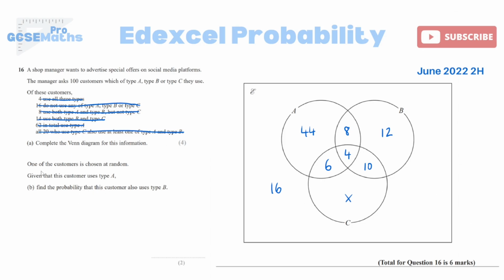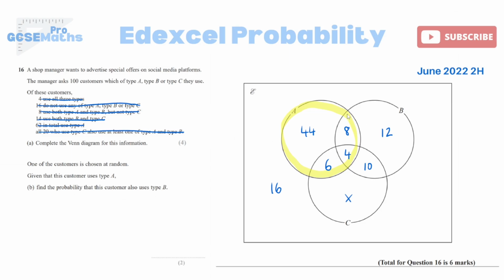Okay, part B. So we've got one of the customers is chosen at random. Given that this customer uses type A, so first of all, what that means is we're just isolating the bubble A. We're just looking at A. We're not looking at the whole Venn diagram anymore like the previous one. We're just looking at A. Given that this customer uses type A, find the probability that this customer also uses type B.